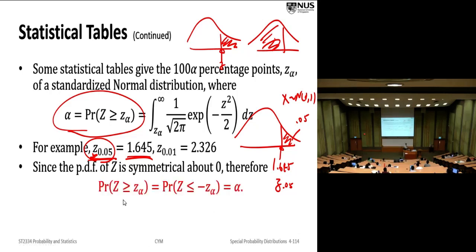So because of symmetry around zero, the probability of the random variable Z greater than z alpha is the same as Z less than or equal to negative z alpha. That means this area is the same as the area below minus 1.645. These two areas are the same. All right?